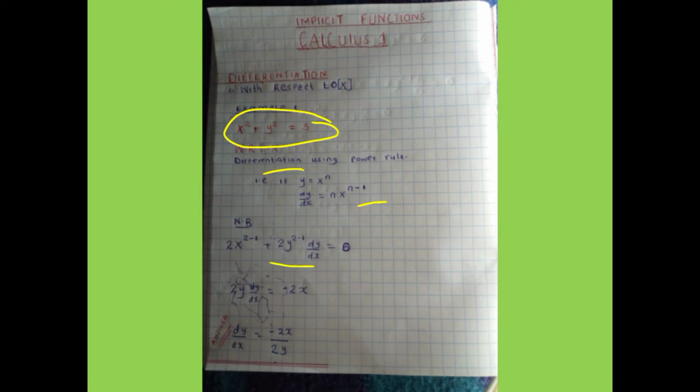Because you are differentiating with respect to x, you write dy dx is equal to 0, because the differentiation of a constant is zero. Thus, when we collect the like terms, 2y dy dx is equal to negative 2x, because you move this figure across the equal sign. And the answer we get, dy dx is equal to negative 2x over 2y. Let me give you the next example.